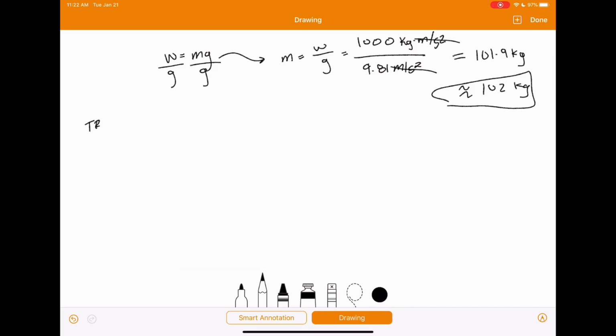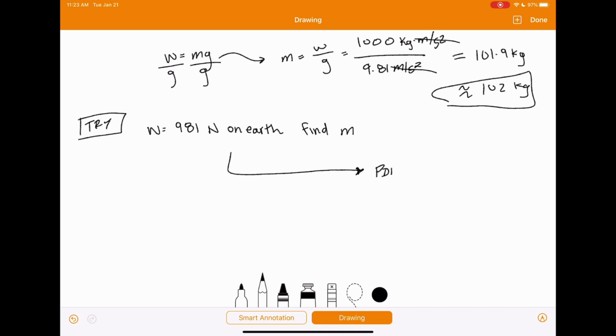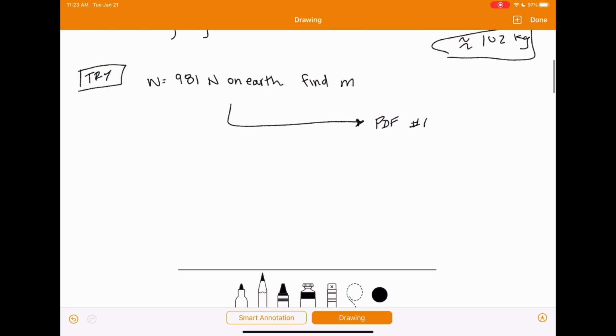So go ahead and try this one on your own. If a man weighs 981 newtons on Earth, find the mass. All right, so same type of thing that we just did. Go ahead, pause the video, work it out on your own, and then you can check your answer with the PDF solution found below this video. It'll be number 1 in that PDF.